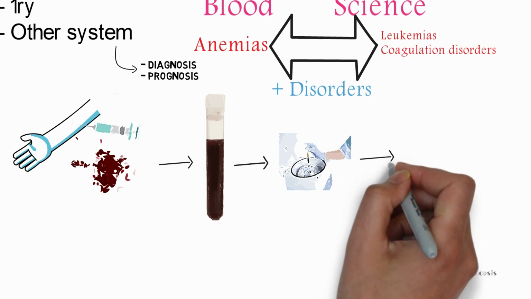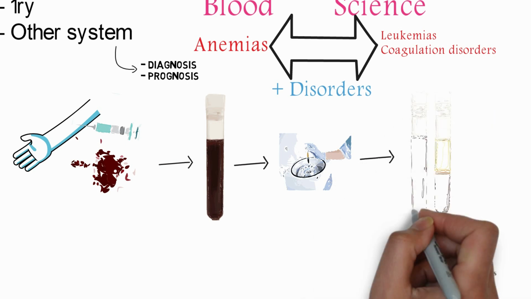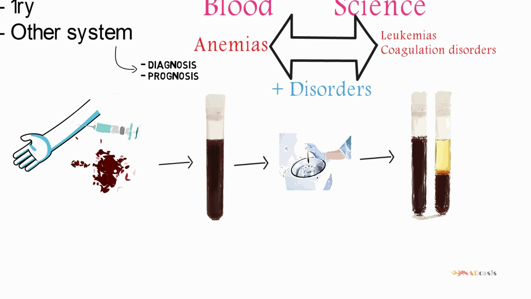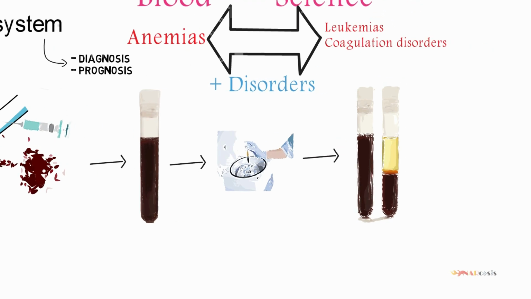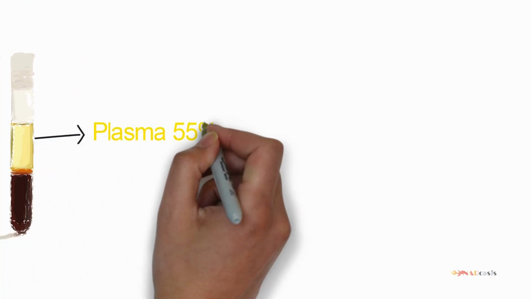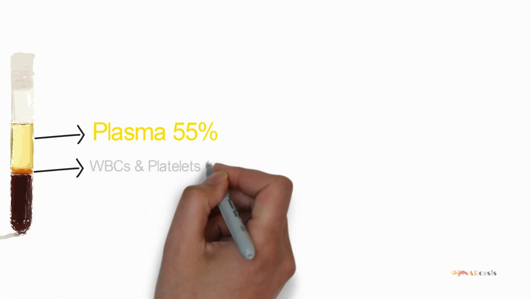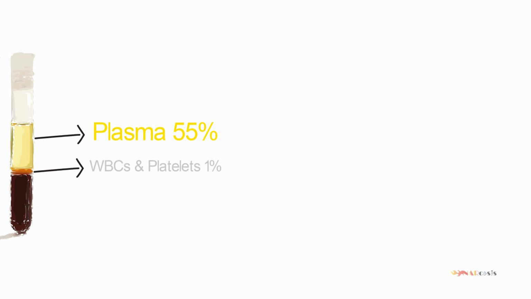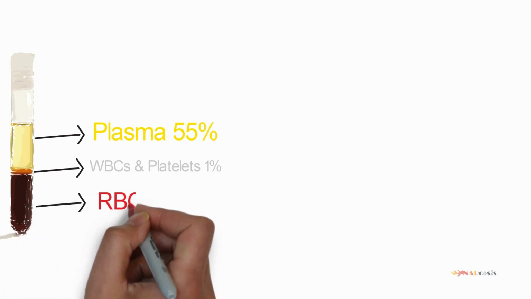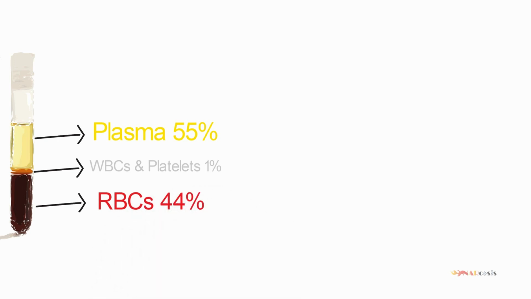So we will see that our sample is separated into three parts: a yellow part in the top, and below it a tiny brown part, and lastly the red part. The yellow part represents 55% of our blood, and it is the plasma, and the small tiny part in the middle is the white blood cells and platelets, and represents 1% of our blood. Lastly, the red part, which is the RBCs, represents 45%. So till now we know that our blood consists of cells and plasma.